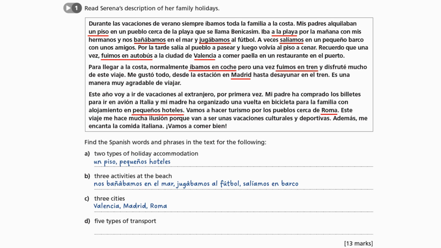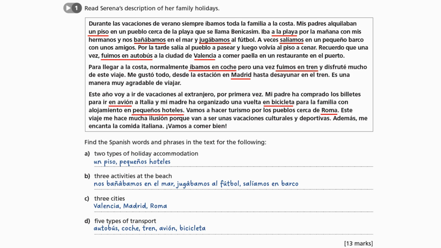Fuimos en tren. We went by train. Ir en avión. To go by plane. Una vuelta en bicicleta. A tour by bike. Now we've used vocabulary to identify those words, but remember we don't need to include the verbs in our answers, and we don't really even need to include the word en. We can just write the literal words of the types of transport. So autobús, coche, tren, avión, bicicleta.